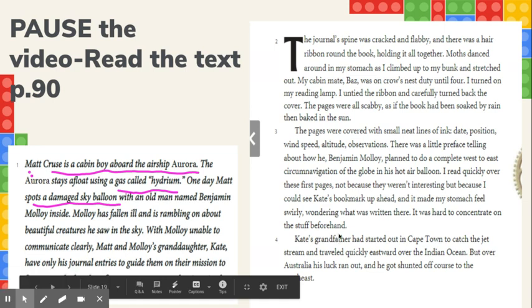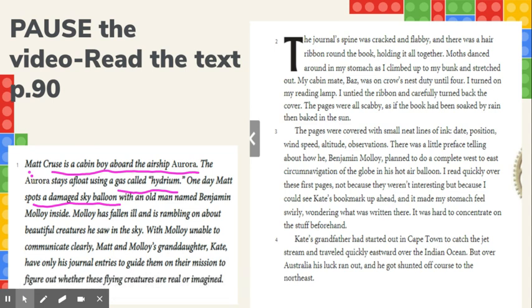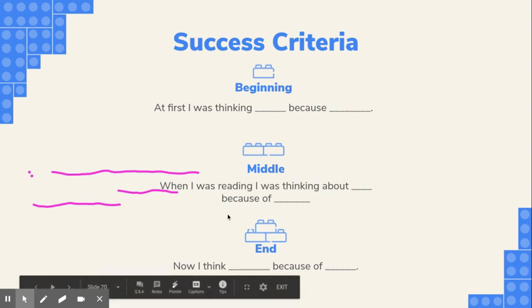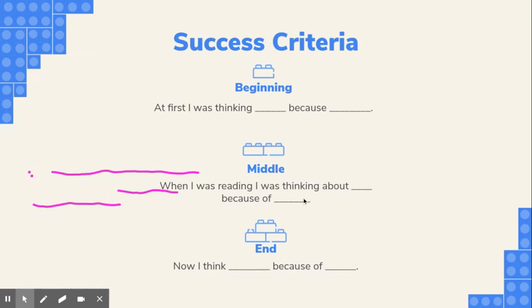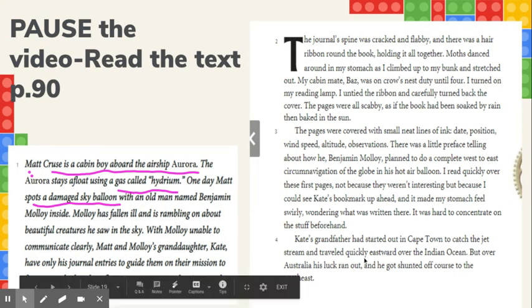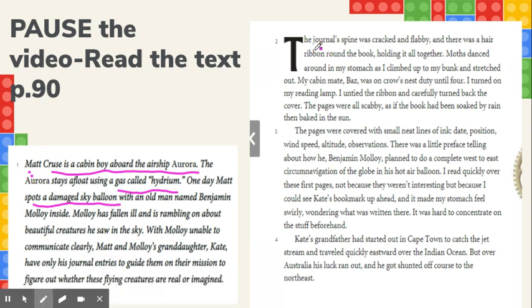Okay, now that we're done reading this part, I'm going to use my sentence starters. At first, I was thinking they're in trouble, they're in danger because they spot a hole. In the middle, when I was reading, I was thinking about, are they going to get hurt because Malloy is now sick and he is the only one that knows how to patch these holes and find these creatures? But now I think at the end, I'm thinking that they're going to find it. They're going to find him or find how to help because they found the journal.